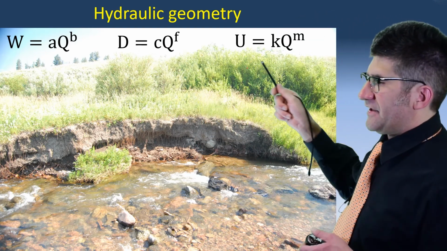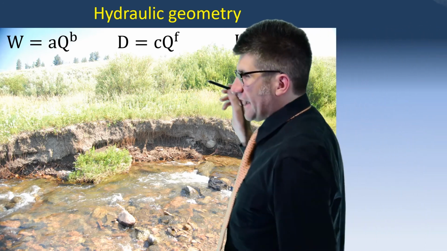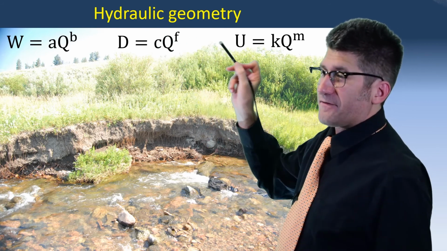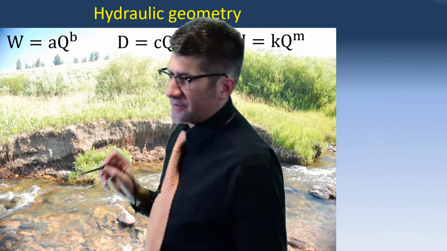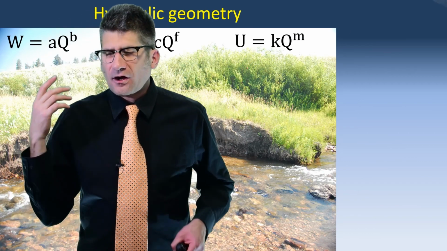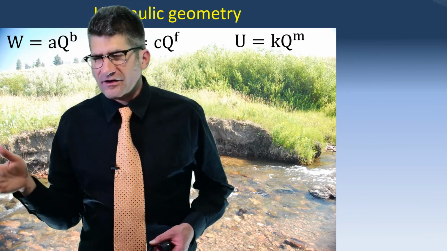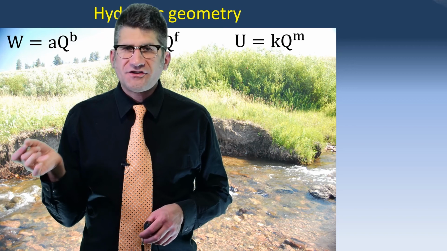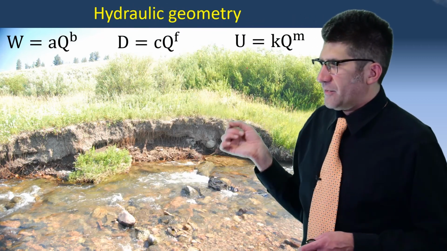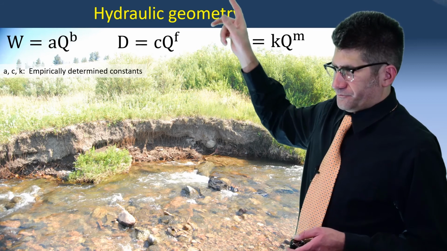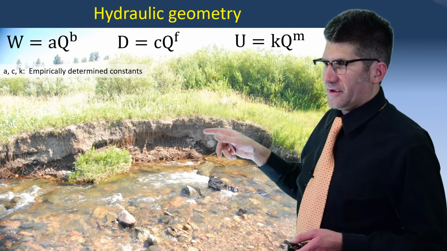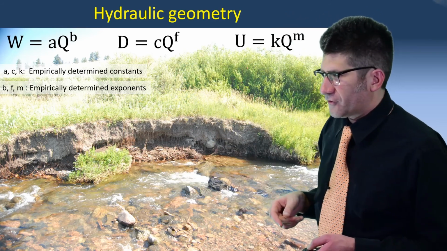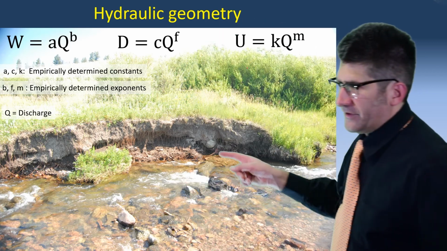Our a, c, and k, and our b, f, and m are exponents and factors that vary depending on your channel and where you are. So that's the way we can fine tune this equation to a particular river. Our a, c, and k's are empirically derived constants, and then our b, f, and m's are empirically derived exponents. Q is that discharge.